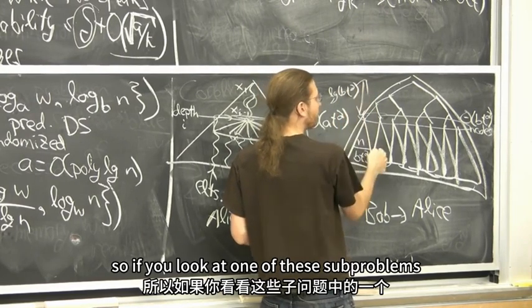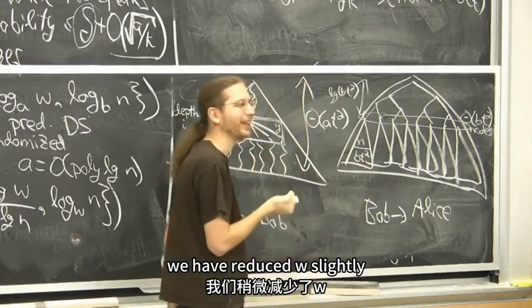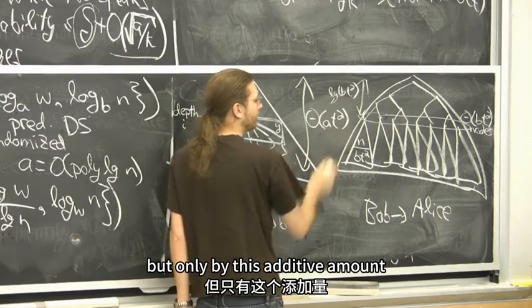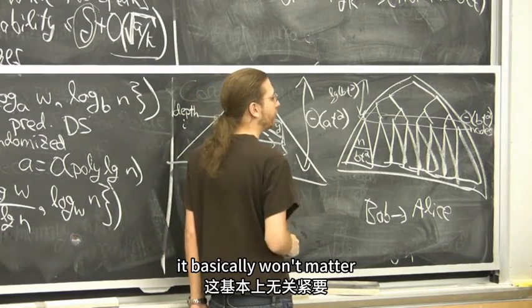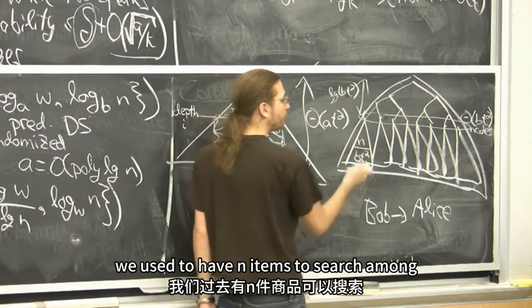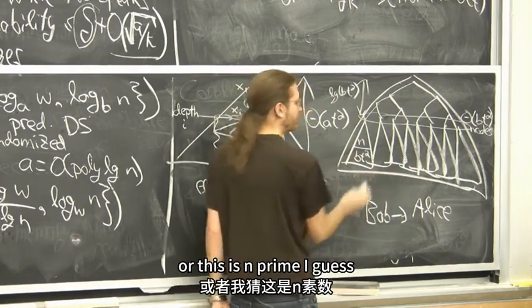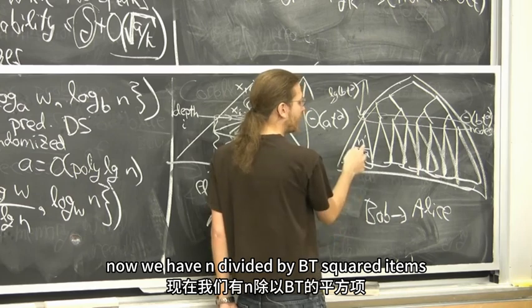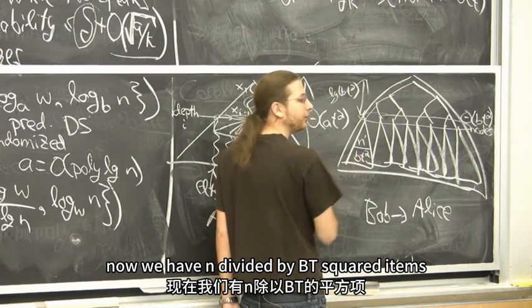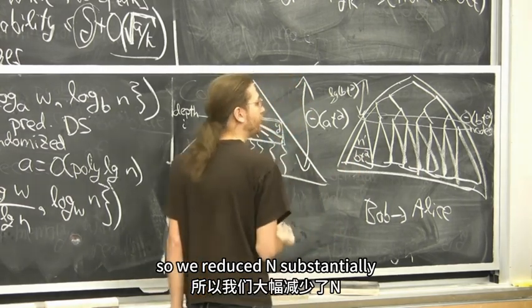If you look at one of these subproblems, we have reduced w slightly, but only by this additive amount. It basically won't matter. The big thing we changed is we used to have n items to search among, or this is n prime, I guess. Now we have n divided by bt squared items. So we reduced n substantially.